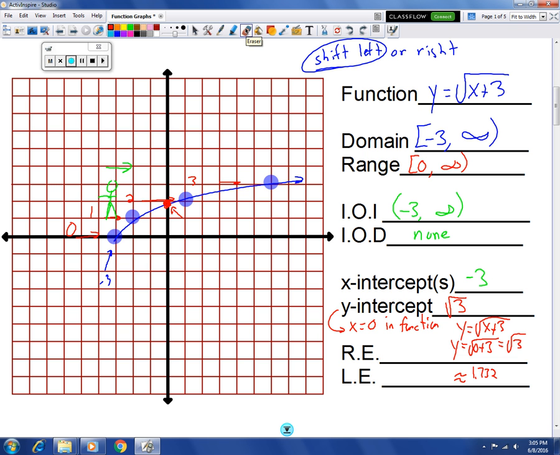And let's see the right hand behavior. The same as the last example. Go to the right, it sweeps up. So we're going to say as x approaches positive infinity, y also approaches positive infinity. Just like the last example, we're going to say none.